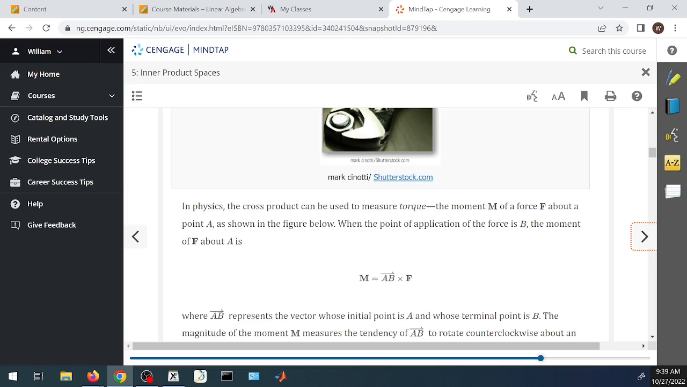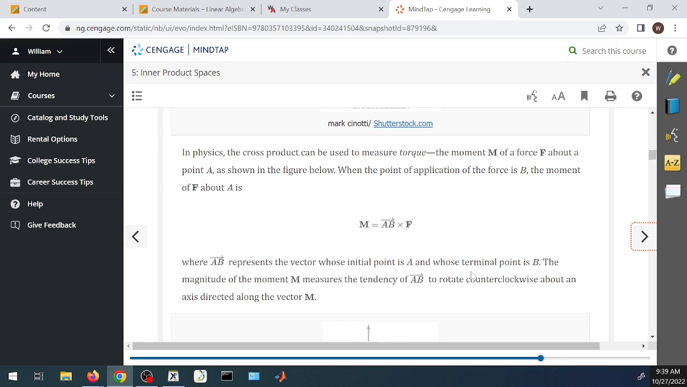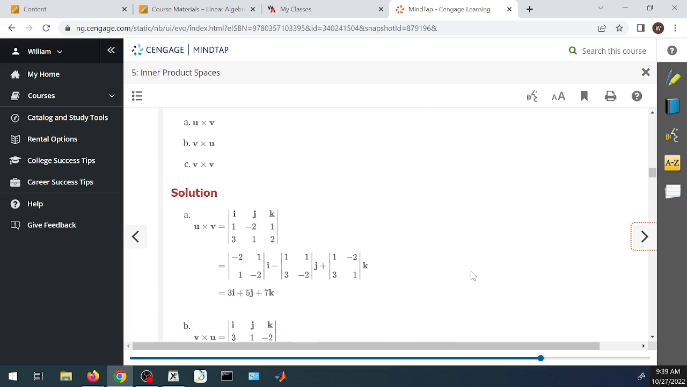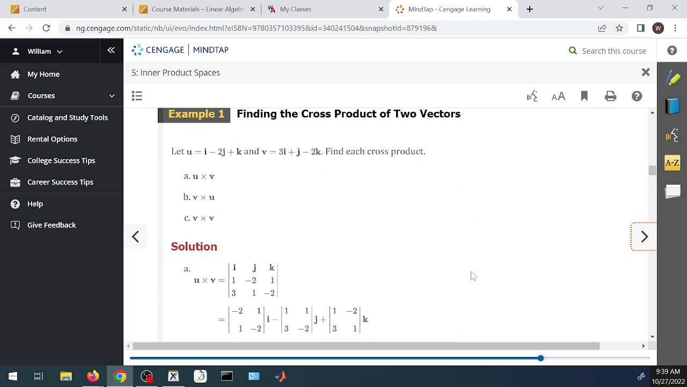So one of the applications is the moment of force. Right? If we apply a force, the moment of the force about A is given by the vector AB cross F. And I assume everyone here has computed cross products. You know how to compute them. Right. Because you did it in Calc 3. Or you at least did it in Physics 2.